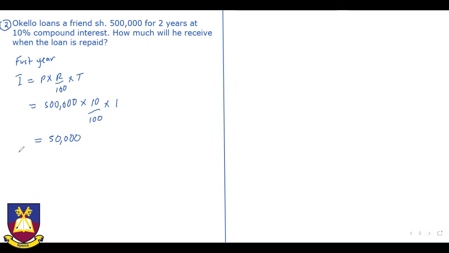So the amount now at the end of the first year will be the principal, which was 500,000, plus the interest, which is 50,000. And this brings us to 550,000 shillings. So this is the money the friend is supposed to pay at the end of the first year. Now let's look at the second year.